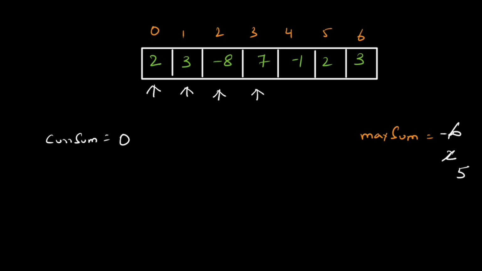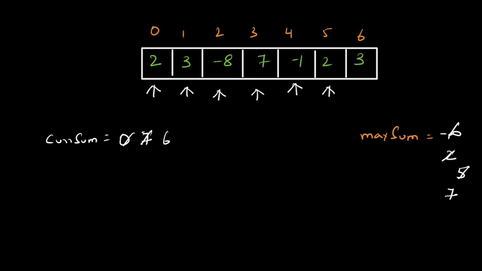Now at index 3, the element is 7. So we'll add this 7 to current sum. So the current sum updates to 7. And we'll check whether current sum is greater than maximum sum. Yes. So we'll parallelly update the maximum sum to 7. And we'll check whether 7 is less than 0. No. So we'll go to the next index. It is minus 1. So 7 minus 1 will become 6. And 6 is not greater than 7, so we'll not update the maximum sum.